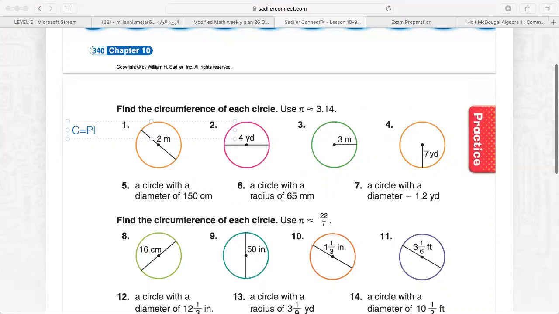Pi. I don't have anything, so I write pi. Okay, girls? Pi multiplied by d. He told me here, use the value 3.14. So it is 3.14 multiplied by d. What is the value of d here? The value of d here is 2. So C is 3.14 multiplied by 2, which is 6.28 meters. And don't forget to put the unit, because here I have a unit, so don't forget to write the unit here.